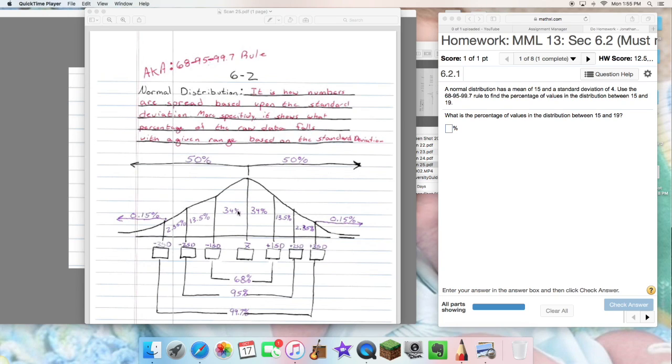Now look, the left side is a mirror image: 34, 13.5, 2.35, and then my arrow going to the left with 0.15%. Up at the top, you have two arrows. Where it starts in the middle, this side is 50%, and the left side is 50%. Okay. Now, down at the bottom, you should see where the boxes connect. The first connection is what we call 68%. The second connection is 95%. And the last one is 99.7%.